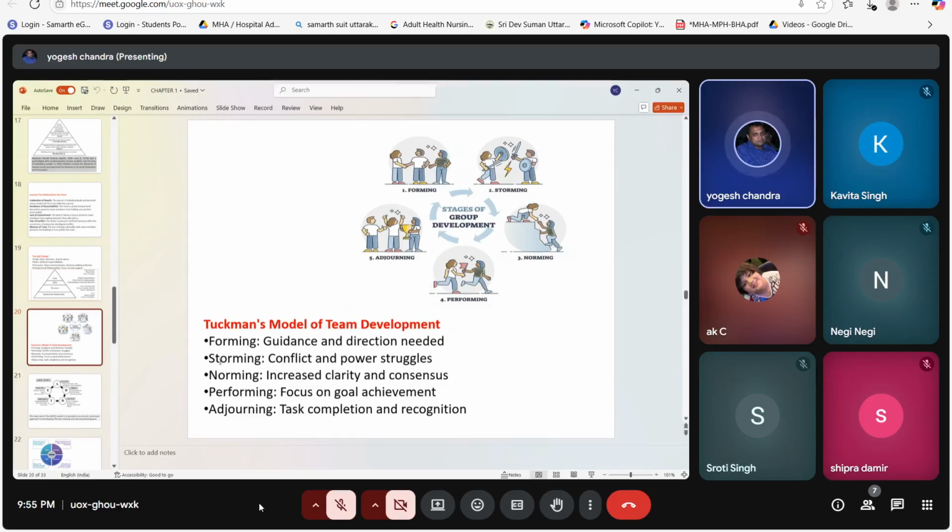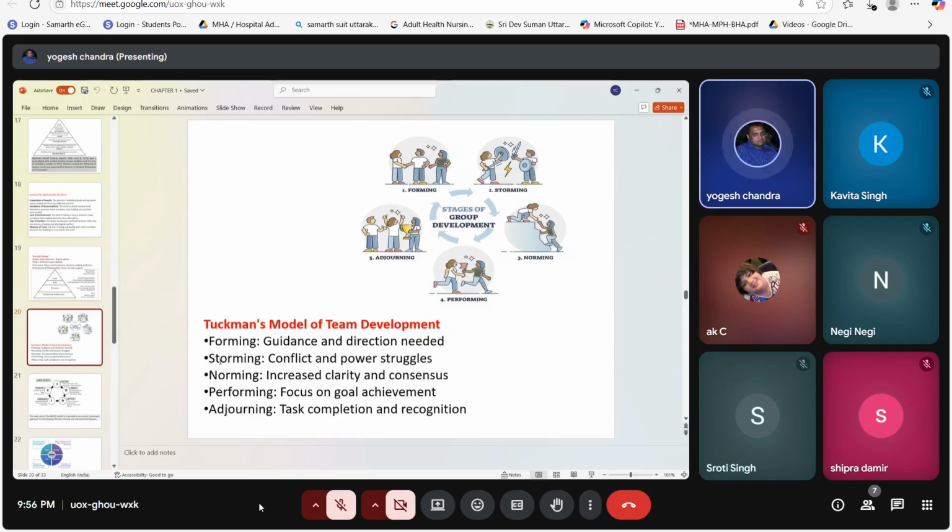So after this forming stage, things become normalized. Everybody has some kind of respect for the other team members. Everybody has some knowledge of the others' strengths and weaknesses also, and they try to complement each other. Once roles have been defined, the stage comes that is the performing stage. Whatever goal was given to you at the initial stage, everybody starts focusing to achieve that particular goal in a very cohesive and integrative manner.